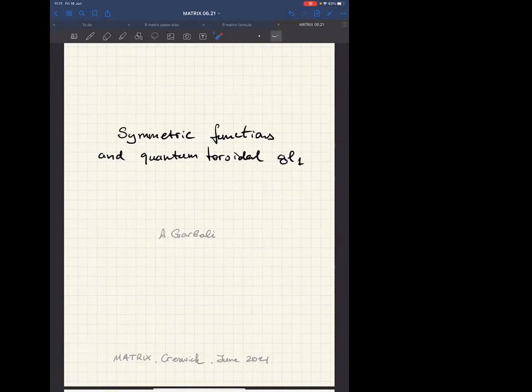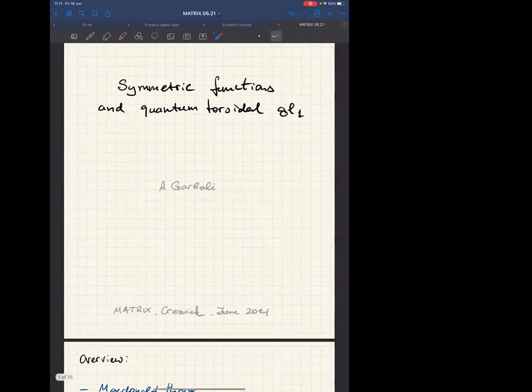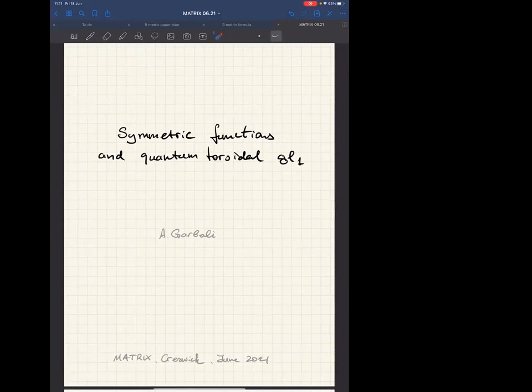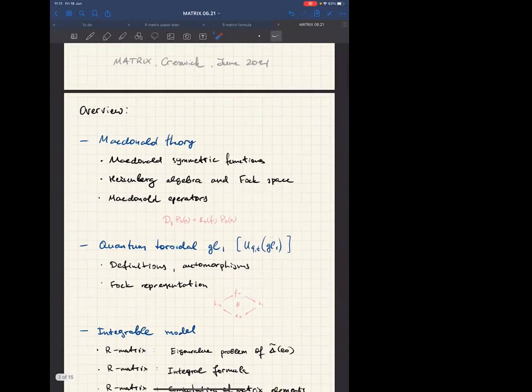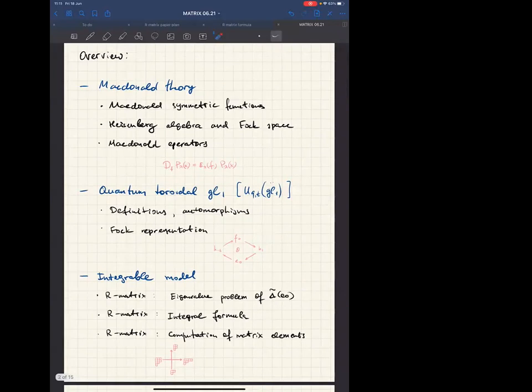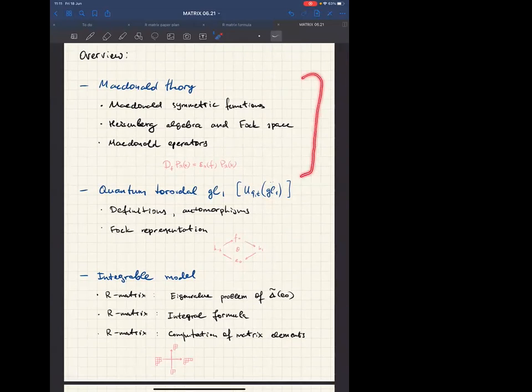I will talk about symmetric functions and quantum toroidal GL1. This is a part of a bigger project, and inside this project there is a project which computes the R-matrix that defines an integrable model. Throughout this project, I worked with Jan de Gier and also with Andrei Neguts, and I will present some updated material on the computation of this R-matrix.